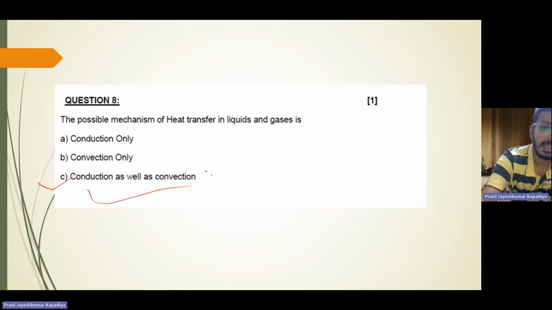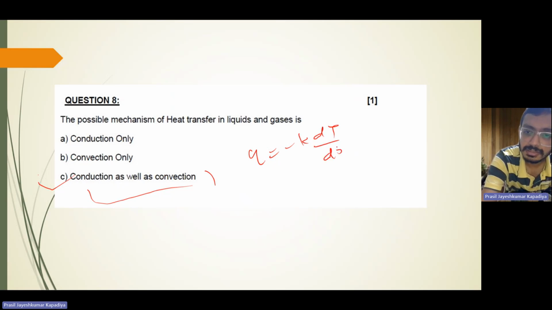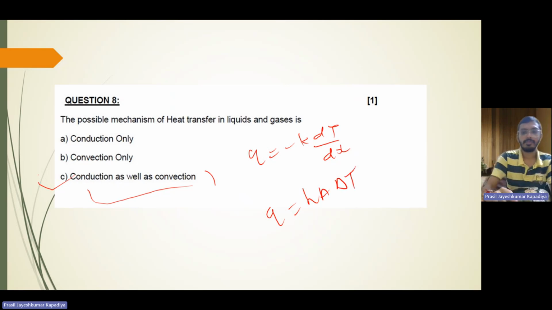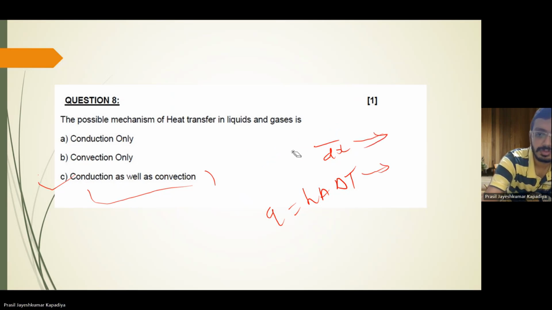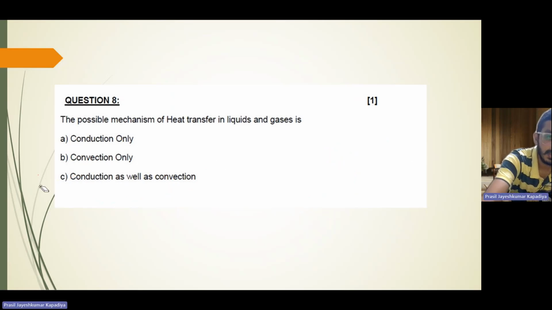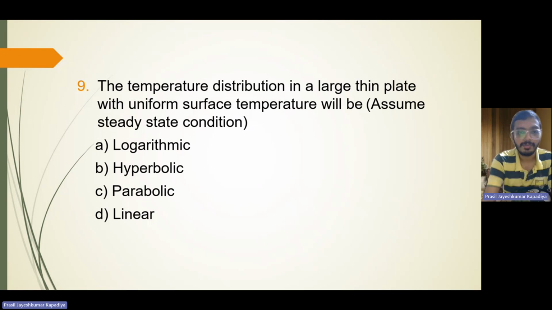How can we define conduction? Q is equal to minus K dT by dx. Convection, how can we write? Q is equal to h A delta T. Correct? So this is called Newton's law of cooling, and this is called Fourier's law of conduction. So the correct answer is C. Now next problem. The temperature distribution in a large thin plate with uniform surface temperature will be.